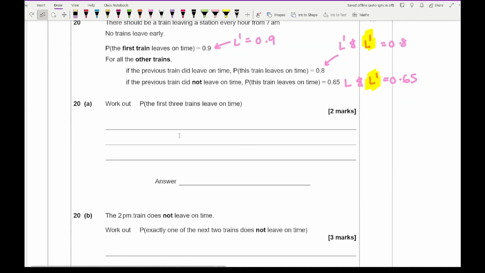Okay, so the first question then says, work out the probability that the first 3 trains are on time. Well, the probability that the first train is on time is 0.9, so that's the first train.